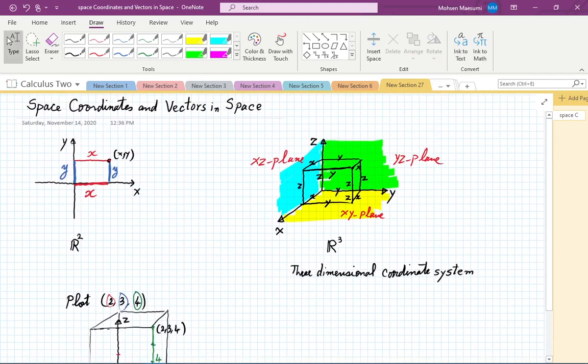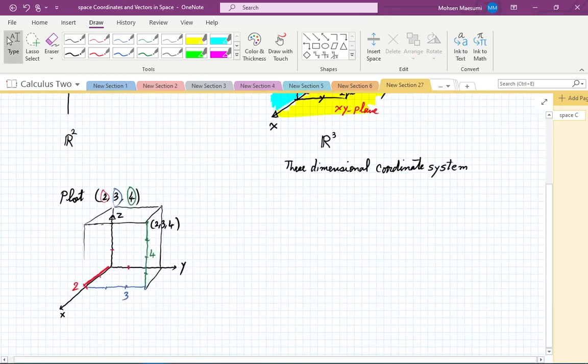Now, in 2 dimensions, it was easy for us to get the formula for this hypotenuse. That hypotenuse was simply the square root of x squared plus y squared. What is it going to be in 3 dimensions? Well, if you guess, the inner diagonal of this box, what is the length of it? It's going to be the square root of x squared plus y squared plus z squared. So that's the extension of the Pythagorean theorem to 3 dimensions.